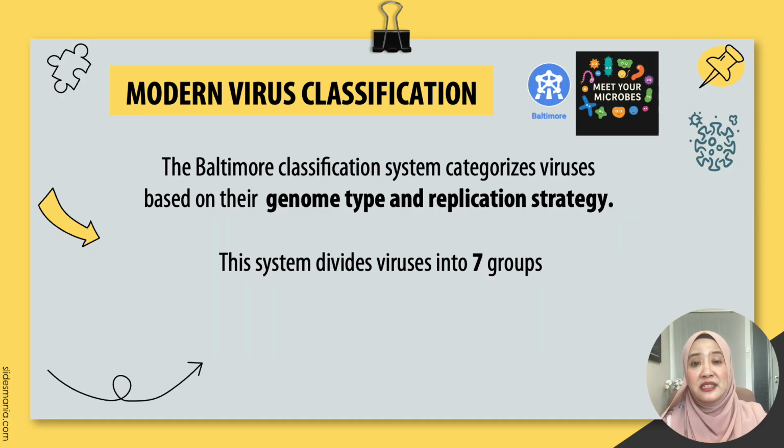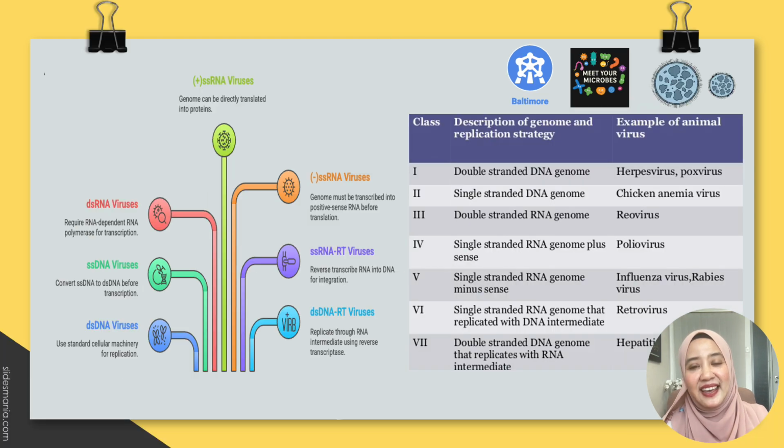The Baltimore classification system is a much more structured system that enables the classification of viruses based on their genome type and based on their replication strategies. This system divides viruses into 7 different classes. This is a summary of the Baltimore classification system, which categorizes viruses into 7 different groups.